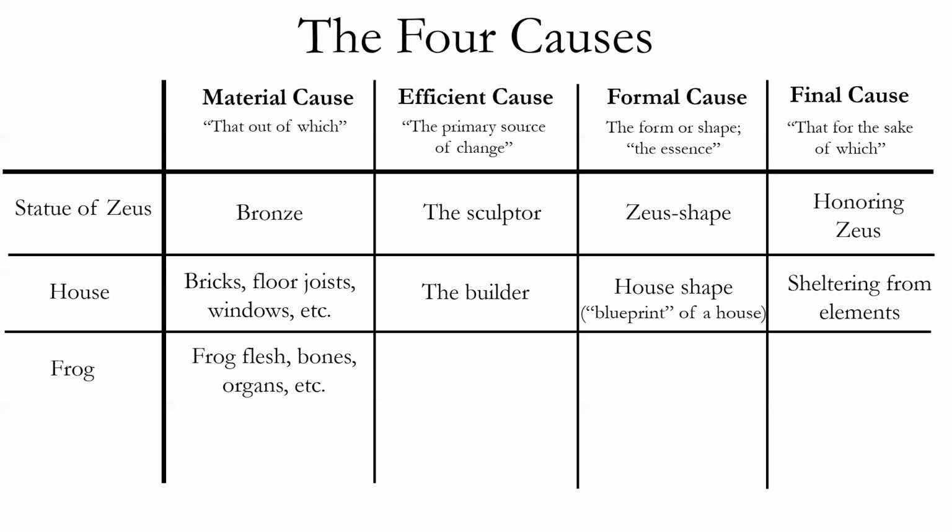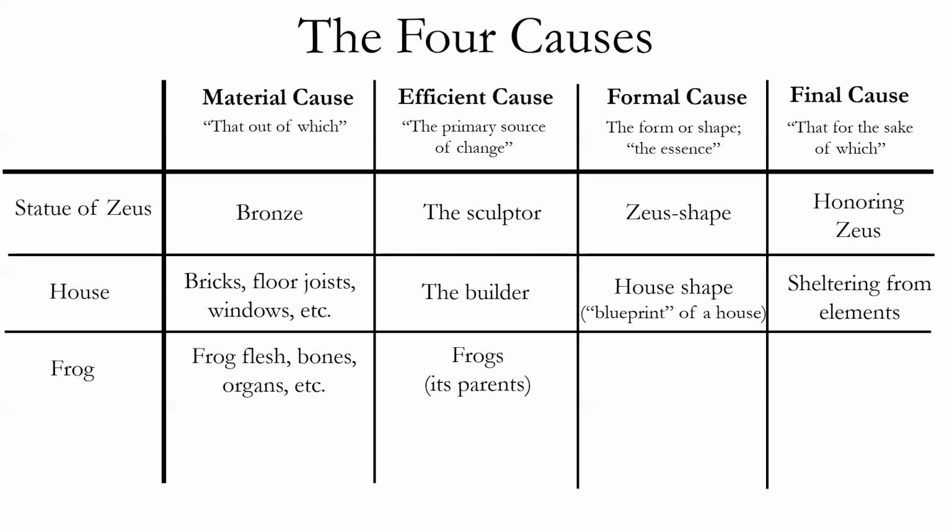What is the efficient cause of a frog? Well, that's a little bit harder. There's not like there's a frog maker out there, or is there? Someone would say, yeah, there is kind of. It's other frogs. Frogs make other frogs. Frogs beget frogs. And so let's say you have some particular frog in front of you, Kermit. Where did Kermit come from?